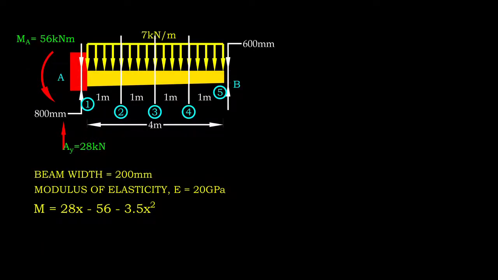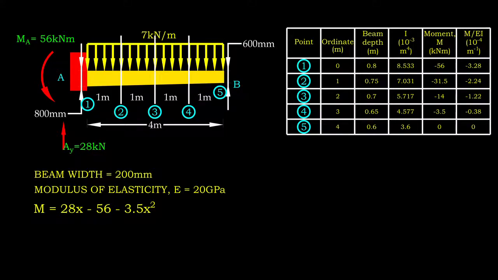Since the cross-section of a non-prismatic beam changes with location, we need to segmentize the beam prior to analysis. In this example, we divide the beam into 4 segments of 1 meter length. Then, we construct a table to outline the cross-sectional properties, namely the second moment of area and the beam internal moment, for every 1 meter ordinate. With these parameters, we can calculate M/EI for each point.